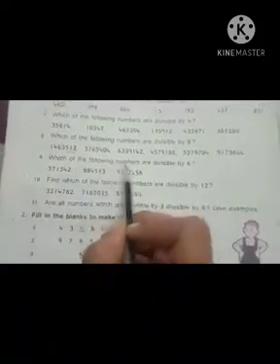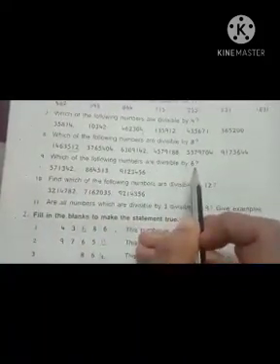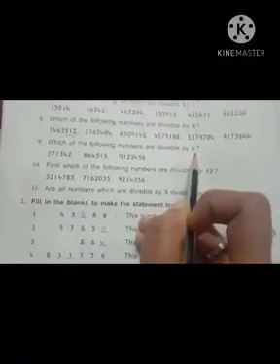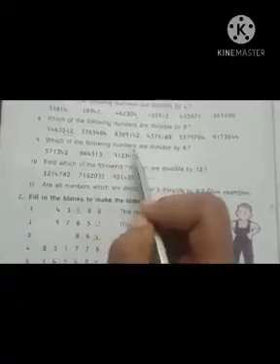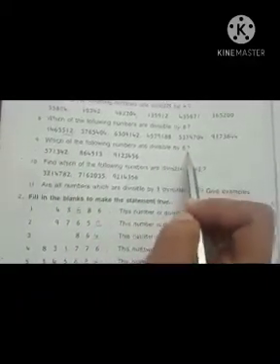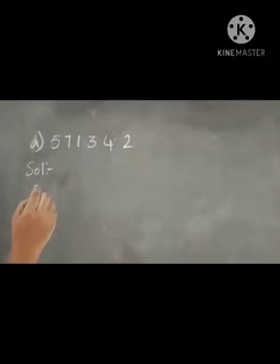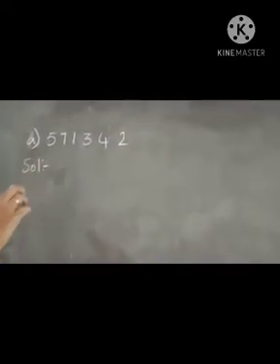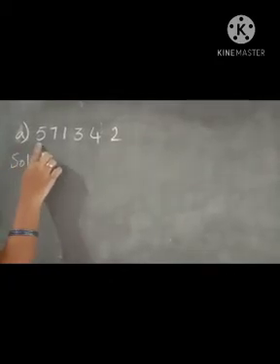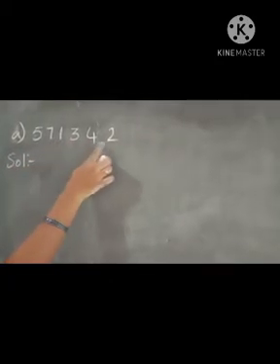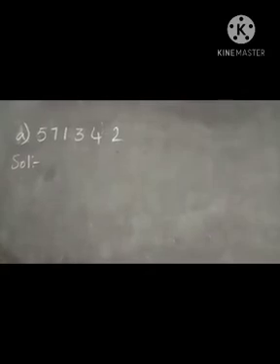See the ninth one. Which of the following numbers are divisible by 6? Children, we already finished the 8 sums. Now we are going to discuss the ninth question. In that question, the first one is 571342. What is the question here? Divisibility check. Is the number divisible by 6 or not?